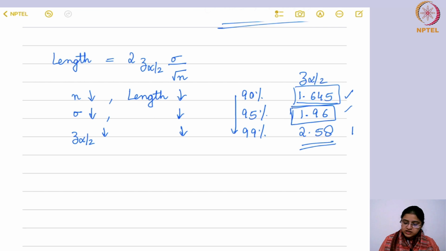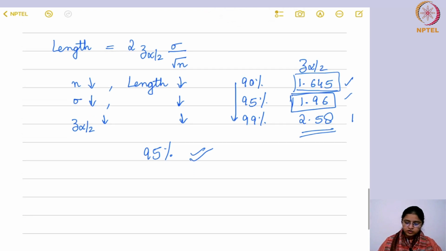So instead of that, we take 95% as the most common value, because in that case we do not sacrifice either the confidence level, because 95% is a good confidence level also, and the length of the interval would also not be sacrificed, because it is 1.96, which is between 1.645 and 2.58. That is why you see that in most of the problems that you tackle, we always consider a 95% confidence interval, and even if it is not specifically mentioned, we take it as 95%. So you can simply take 95% and then move ahead.